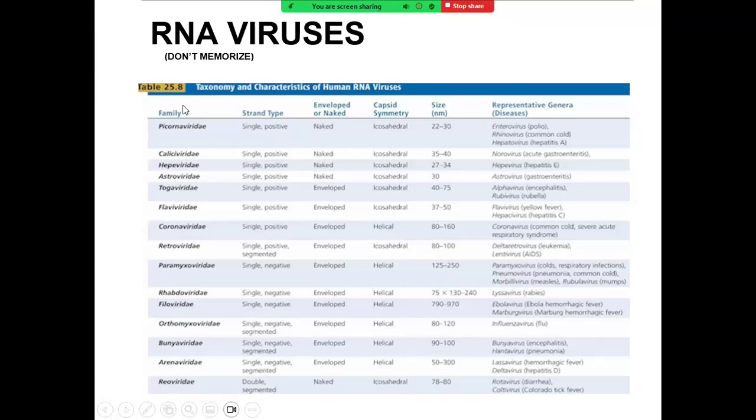Family Picornaviridae is a virus you've all had before, and this family is the number one cause of the viruses that cause human colds. Those are actually called rhinoviruses, the common human cold. We also have hepatitis A in the family Picornaviridae, and we have poliovirus in the family Picornaviridae. What do you notice about the family Picornaviridae? What's similar between polio, a common cold, and hepatitis A?